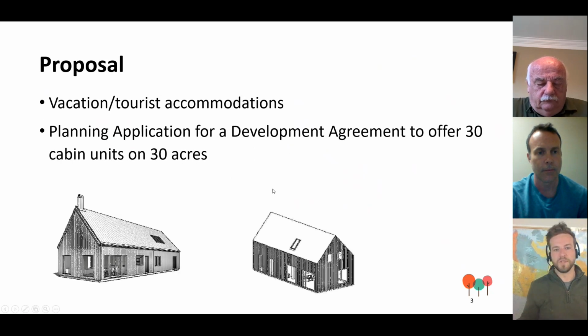The proposal that we've received is for a large property. It's about a 30-acre property, and the applicant's looking to establish a variety of tourist accommodations or short-term rentals on this property, potentially upwards of 30 small cabins that may look similar to those shown here, this sort of pitched roof, similar kind of barn-style architecture.